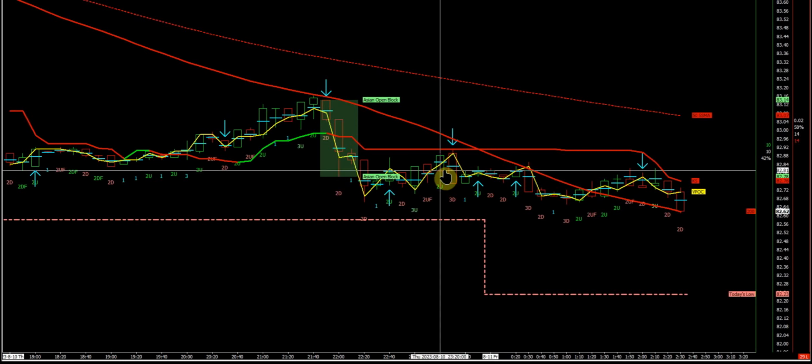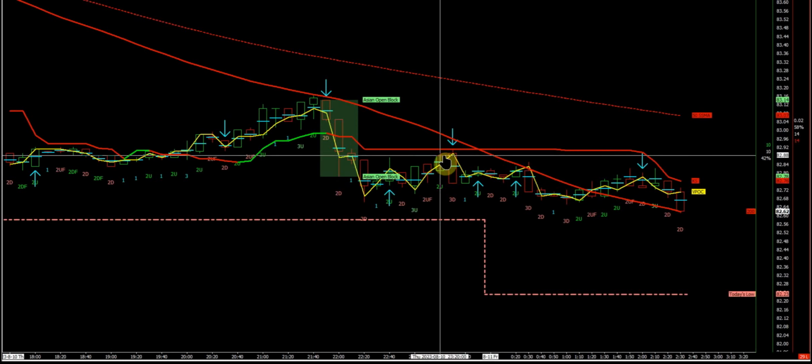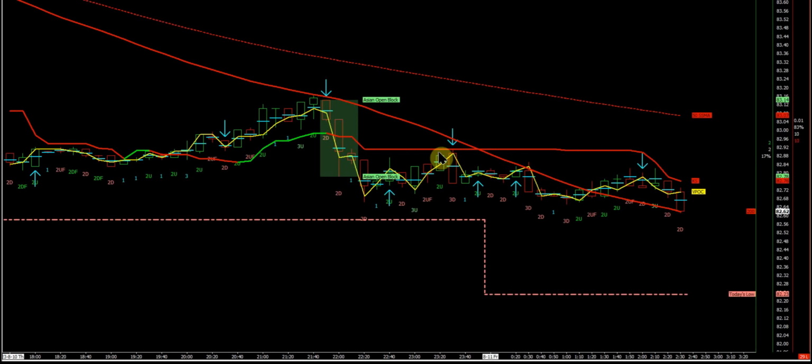I don't like the fact that this body was from 82.81 to 82.88. I'd much rather have 3, 4, 5 tick bodies in order to very clearly see what's going on, because that's not a very clear bar, right? At least on this time frame, it's not a very clear bar. On this one, it's great. Look at that. The body from 83.12 to 83.15. That's a 3-tick candle body, right?